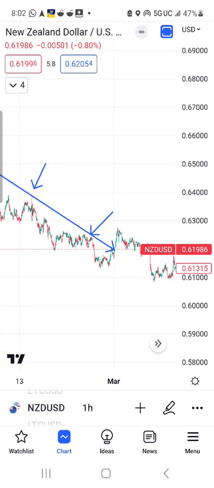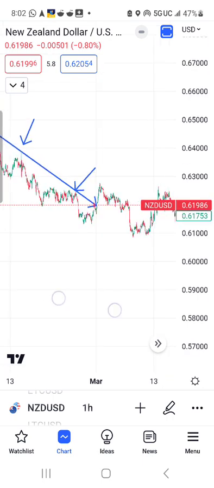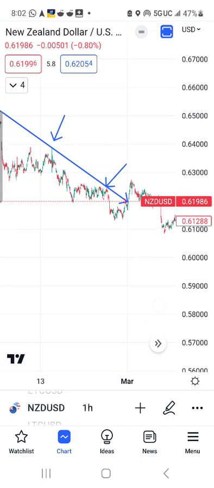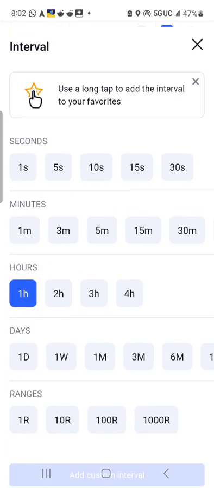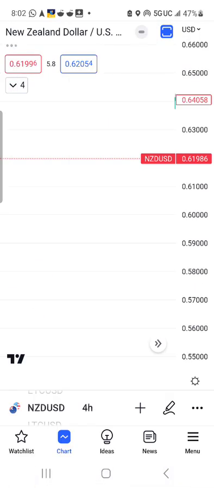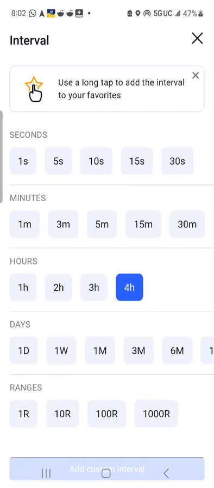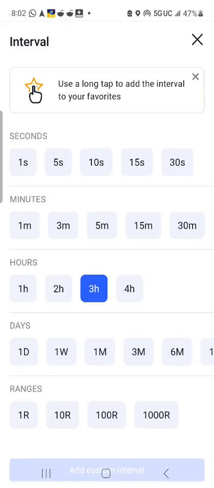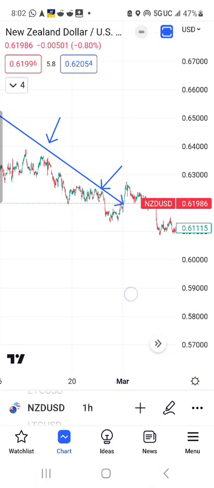In this example, we're going to be making use of the NZD/USD, the New Zealand dollar against the United States dollar. You could apply this on any time frame. Right now I'm using the 1 hour, and I'm on TradingView, which I know most of you use just like me. You can do it on 4 hours or 3 hours, but right now I'm going to be teaching this on the 1 hour.